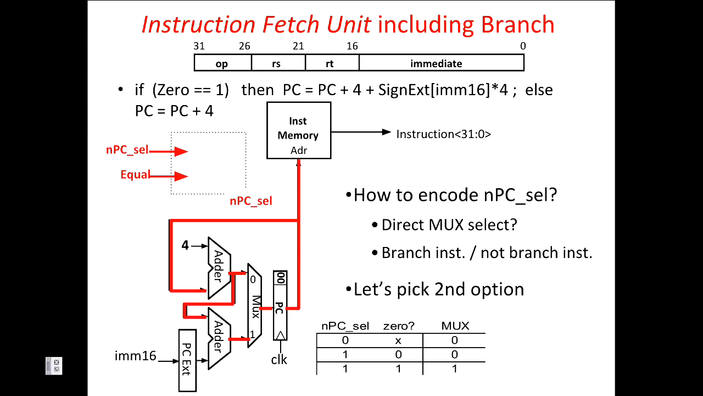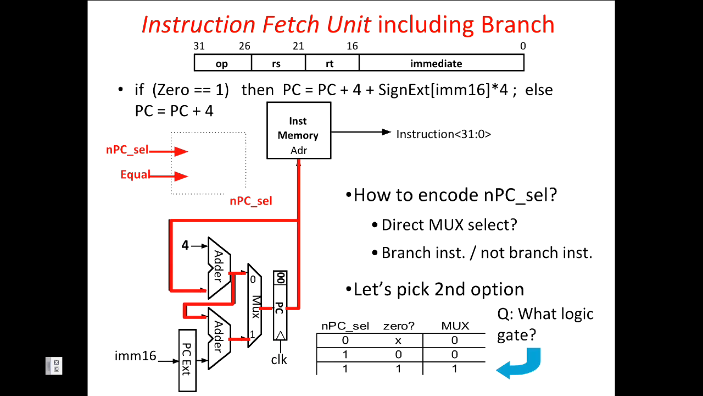So we're going to do that second option, because it turns out if we look at this truth table right here, if npc select is 0, which means that we're not going to be using a branch instruction, it doesn't really matter what the equals operation gave us. Our mux is going to be 0 because we just want PC plus 4. If npc select is a 1, then whatever the comparison result is, that's what determines the mux. So this output column should look very familiar. What does that output column look like?